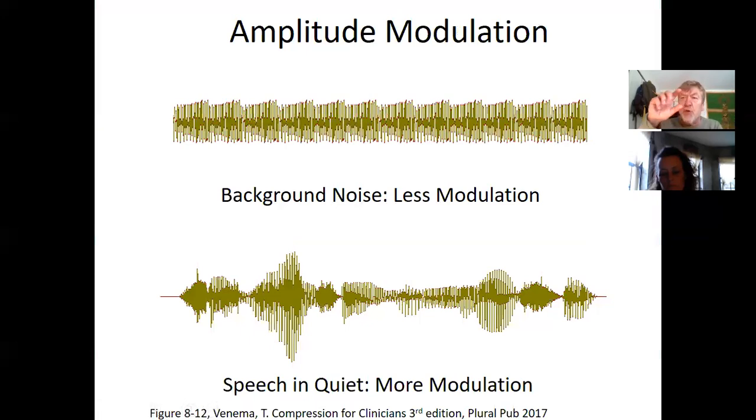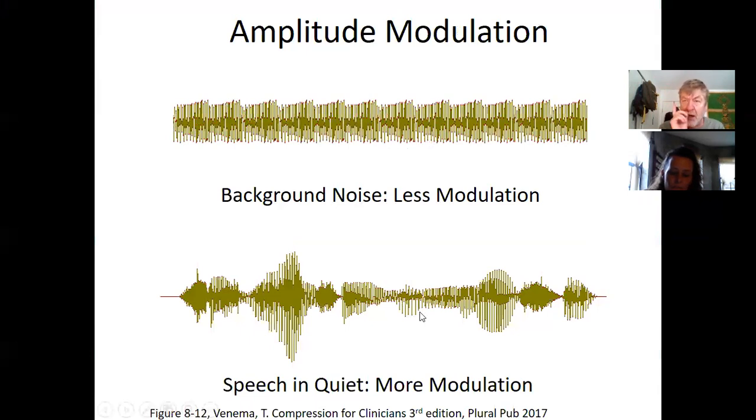In other words, there wouldn't be much modulation. The word modulation means how much the amplitude fluctuates over time. So if this is a minute or a second or 5 seconds, there's not much modulation taking place. The intensity of most noises is fairly steady over time.